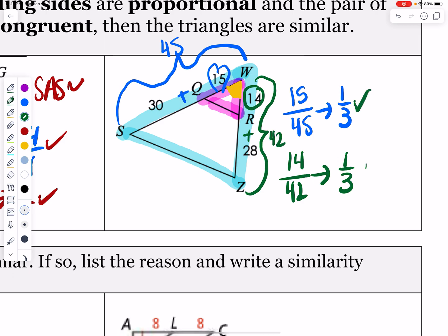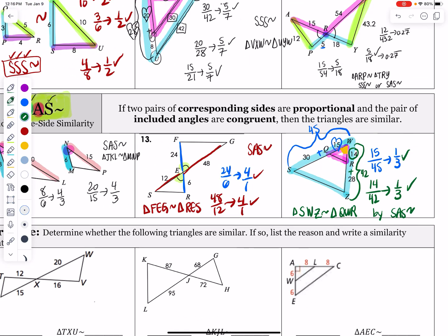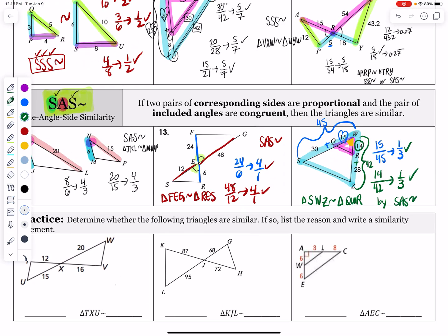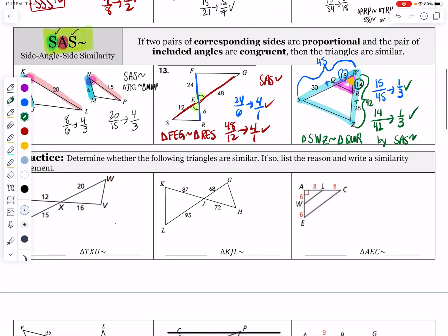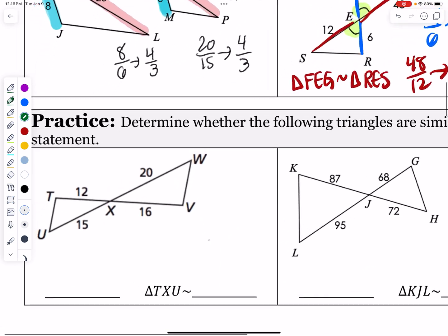Okay, if they're the same, I can use side, angle, side similarity to say that these are similar. So I might say something like triangle SWZ is similar to triangle QWR, that one laying on top of it, by SAS similarity, without knowing anything about those third sides or those other angles. Okay, so this last part is just going to tell us we want to pick the shortcut if the triangles are similar. If not, you're going to say not similar.